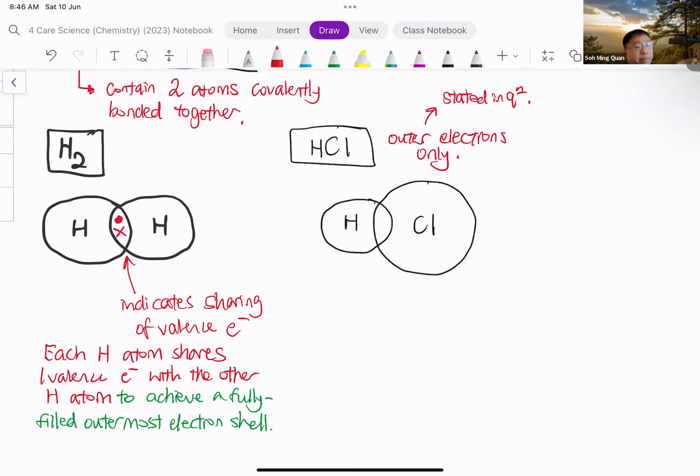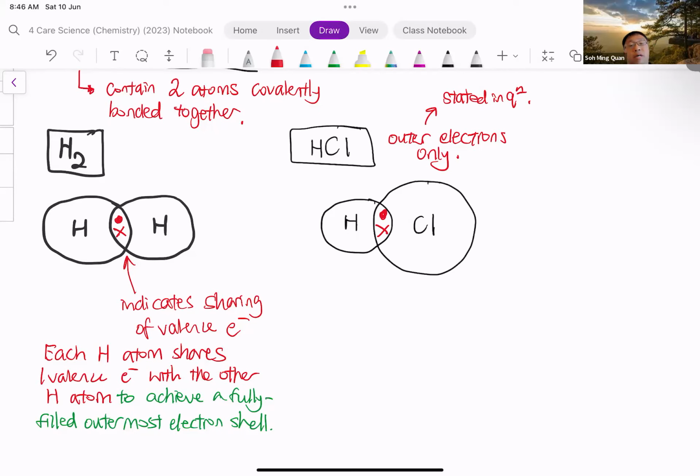All right. Now, so we have HCl. Again, it's not difficult because hydrogen only has one electron. Because hydrogen only has one electron, it can only share one electron with chlorine. If hydrogen shares one electron with chlorine, this means that chlorine will share one valence electron with hydrogen.